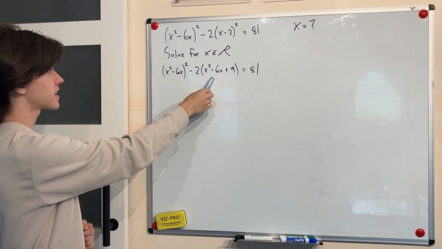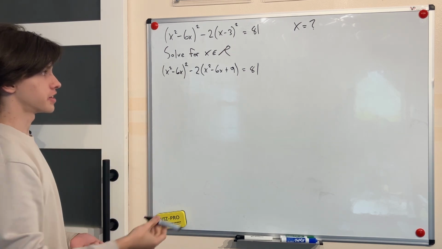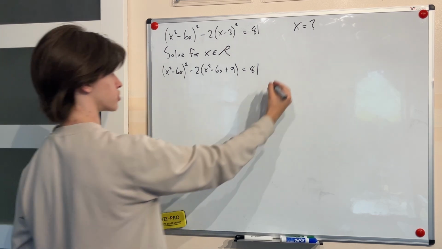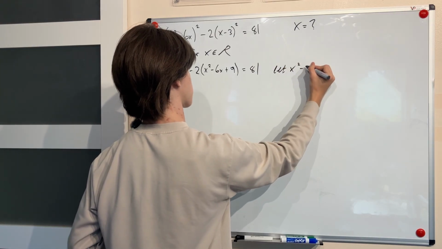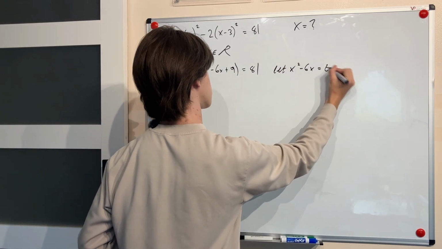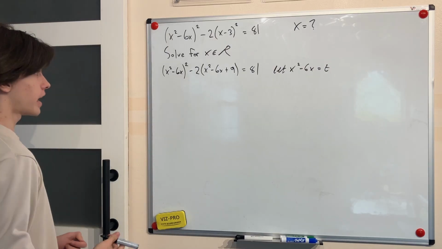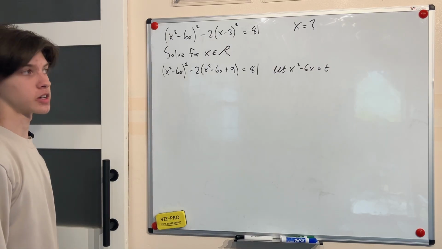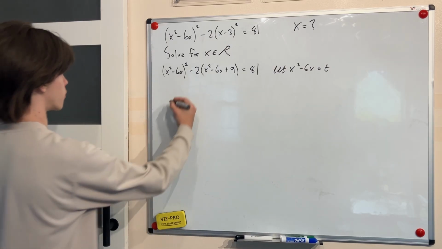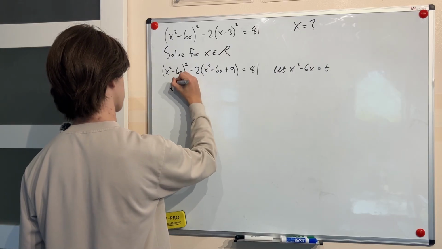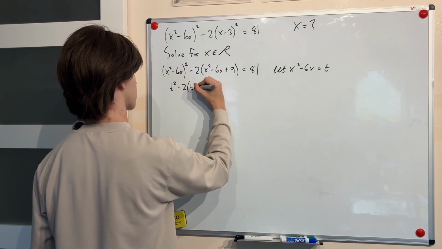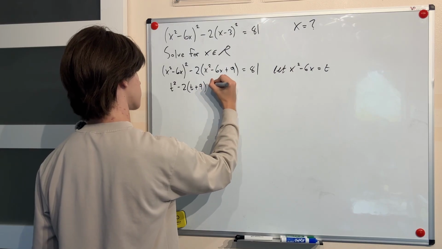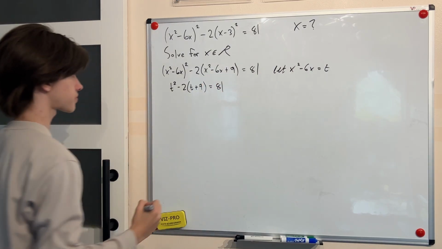Look at this. x squared minus 6x is both here and here. And it's very simple to just call it some variable t. Let x squared minus 6x equal t. And plug it into here, and we get a standard quadratic equation that we can easily solve. So here we have t squared minus 2 times (t plus 9) is equal to 81.